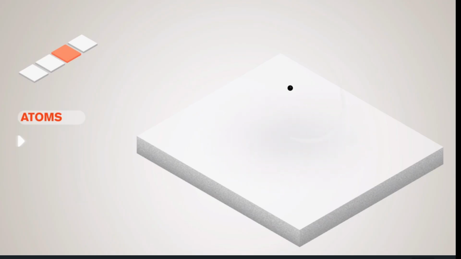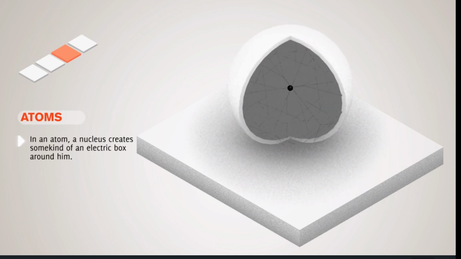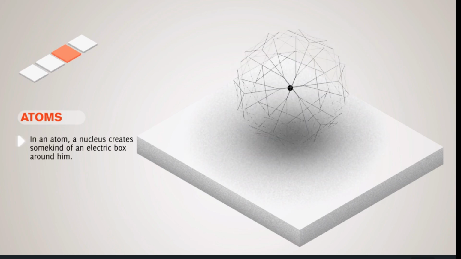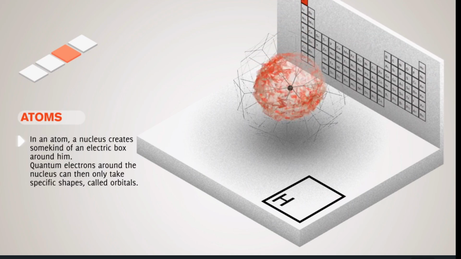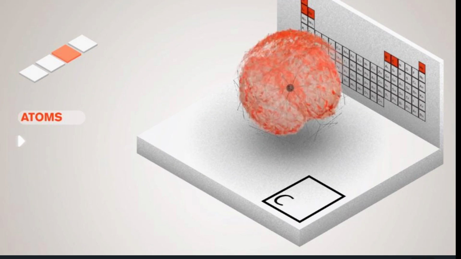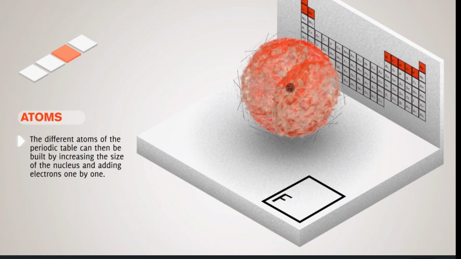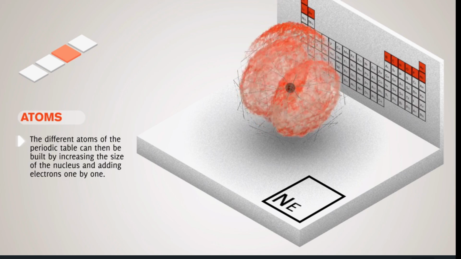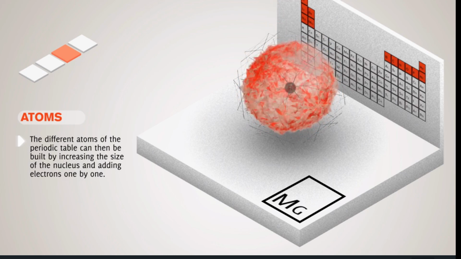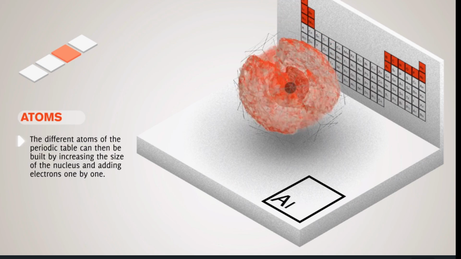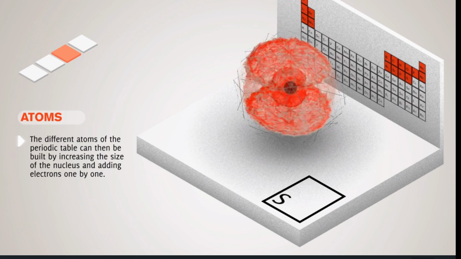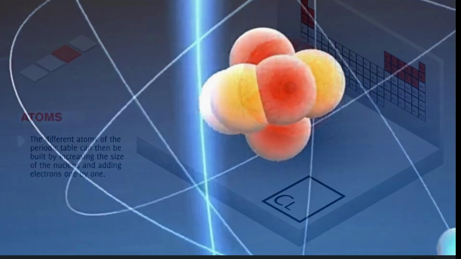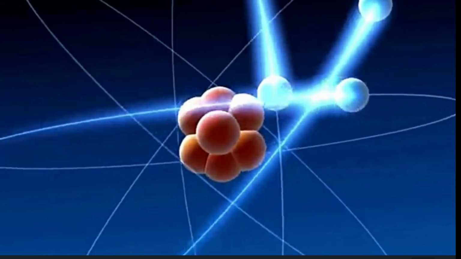But in reality, the structure of an atom is far more complex, and above all, much more fascinating. In an atom, a nucleus creates some kind of an electric box around it. Quantum electrons around the nucleus can then only take specific shapes called orbitals. The different atoms in the periodic table, a table listing all known chemical elements where each box represents a type of atom with its symbol, can then be built by increasing the size of the nucleus and adding electrons one by one. At the center of every atom lies a tiny core, the nucleus.